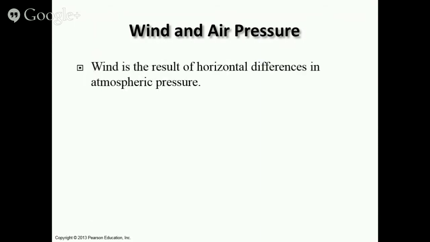Winds and air pressure. What we see in this chapter exemplified at the beginning is a simple reason for why we have wind. It's just the difference in air pressure. We have a horizontal difference. Remember, think advection here, a horizontal motion. And what we have is a horizontal pressure difference across the Earth's surface.